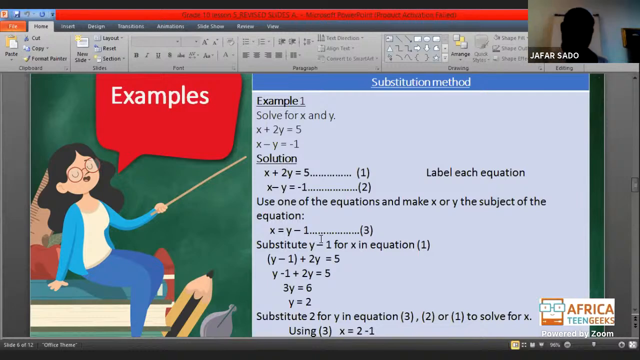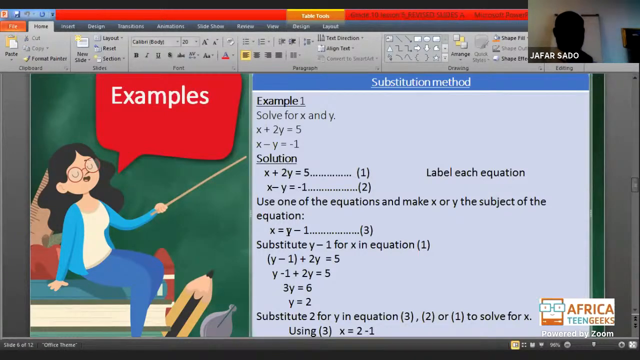After doing that, the next step is to substitute your expression for x. The x here is equal to the expression we found, so x and that expression are equal. That means we can substitute it. Because they are equal, we can exchange them.